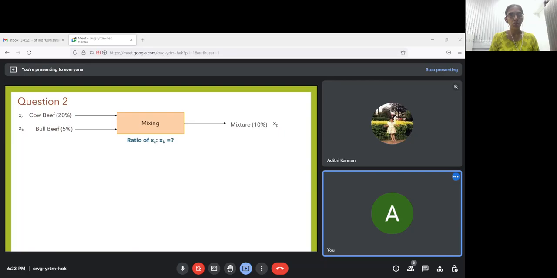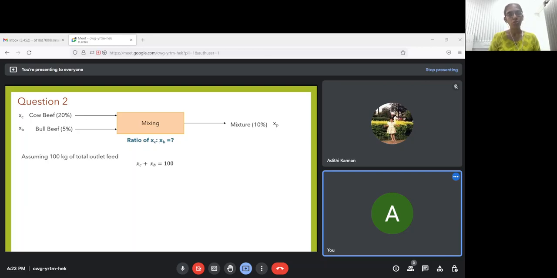Moving on to question 2, there's a mixing process that is happening where there are two inlet feeds. One is cow beef and the total amount of inlet is XC, where it contains 20% of fat. The other inlet is bull beef that contains 5% of fat. Together these inlet feeds are mixed to get a mixture with 10% fat. So let us assume that the amount of cow beef and bull beef is XC and XB, and the total amount of mixture or the product that we get is XP. What is asked is the ratio of XC to XP in this question.